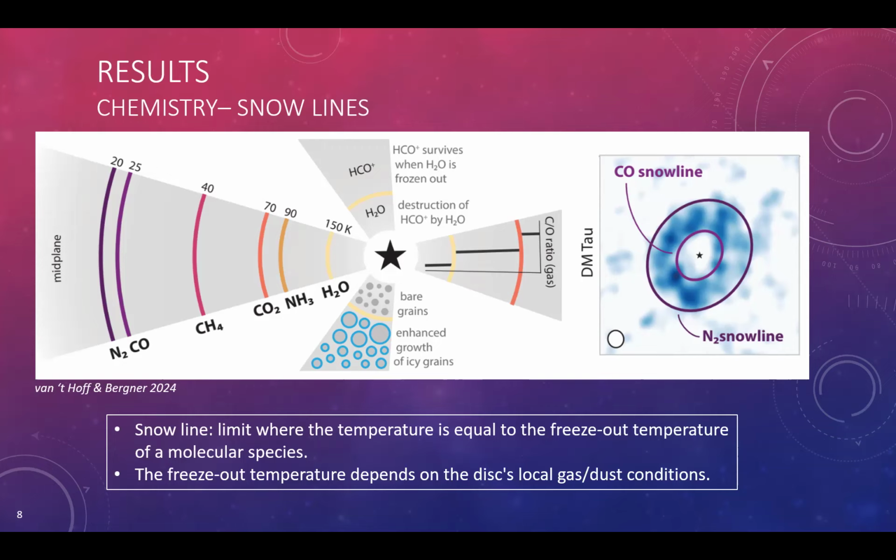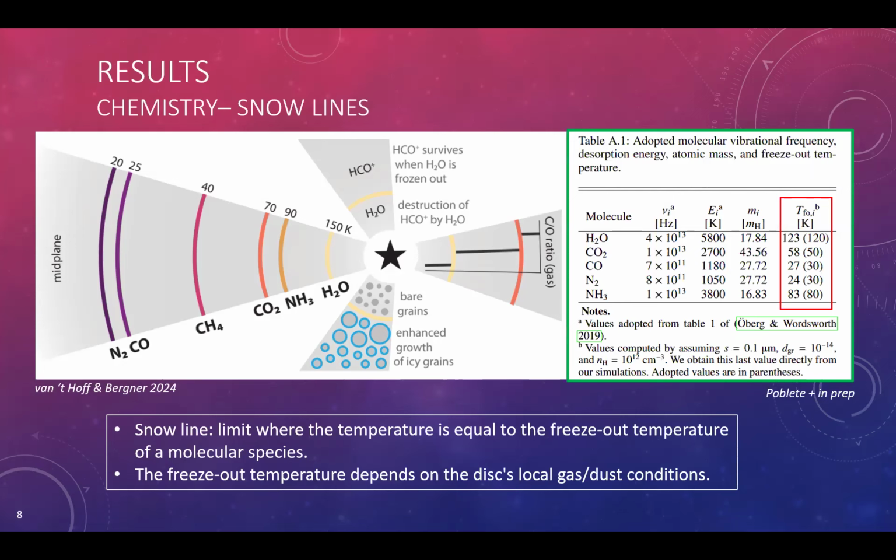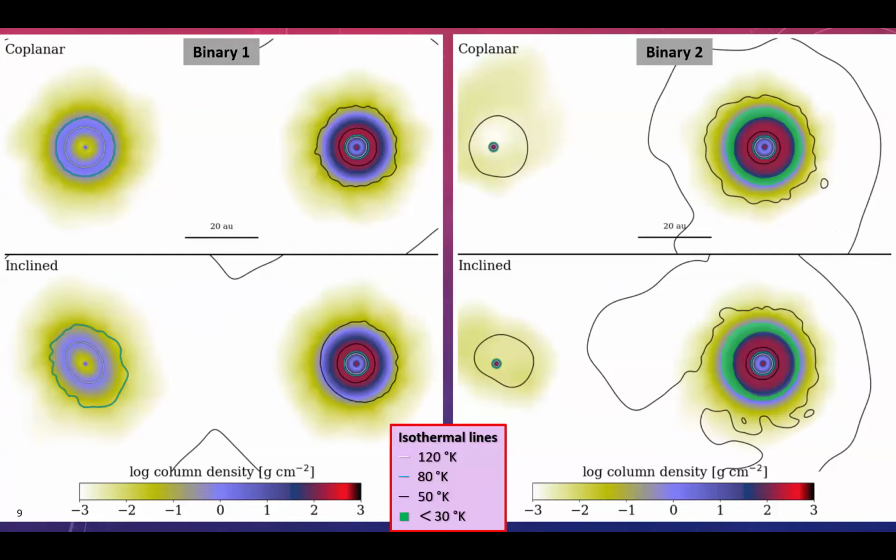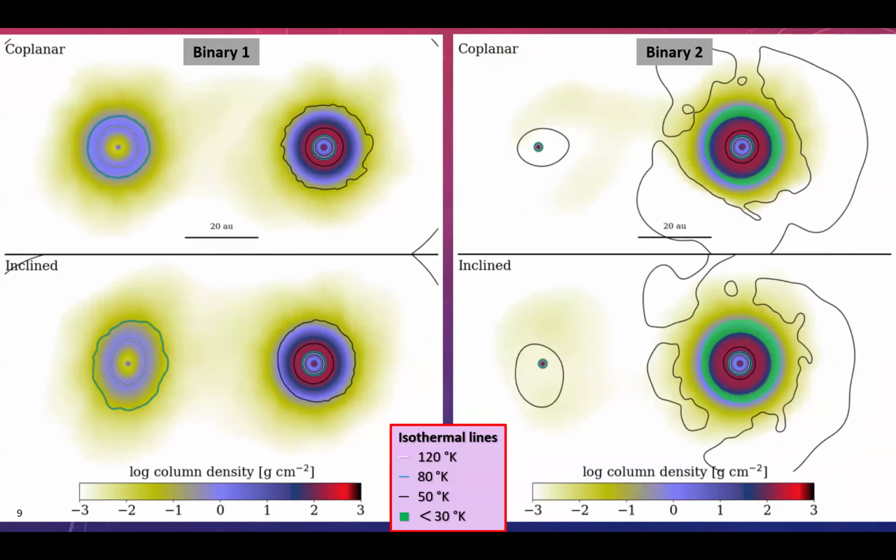But these values given there depend strongly on the local disk dust and gas conditions. So in my work, I consider only five species: water, CO2, CO, N2, and NH3. With these values, the vibrational frequency and the desorption energy are computed in the laboratory. There are a lot of sources that give different values for that, but they can give us an idea about the temperature at which particles can freeze out. So I am using these species in order to trace the change in these snow lines.